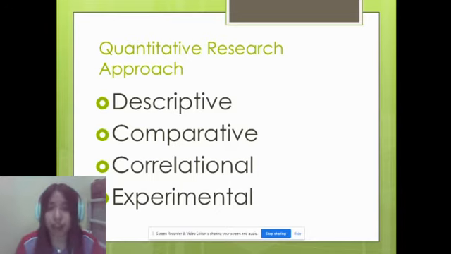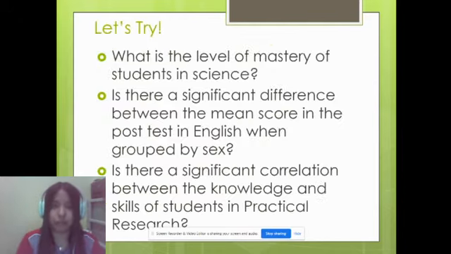While if you're going to conduct an experiment, then you can also say that the design is experimental. So it can be a science research where you have to conduct the experiment. So it's experimental. Or maybe it is because you're going to conduct an action research, it is also experimental. Okay, let's try. So for the first one, what is the level of mastery of students in science? So this is obviously descriptive. Number two, is there a significant difference between the mean score in the post-test in English when grouped by sex?